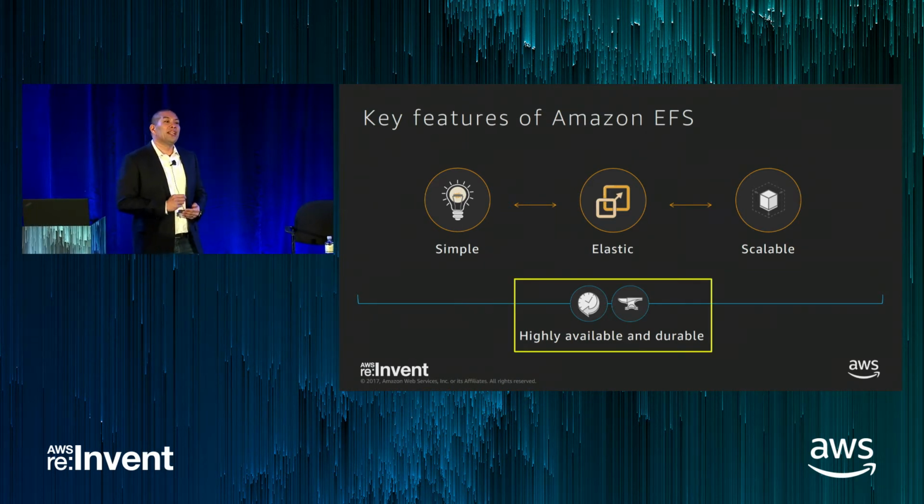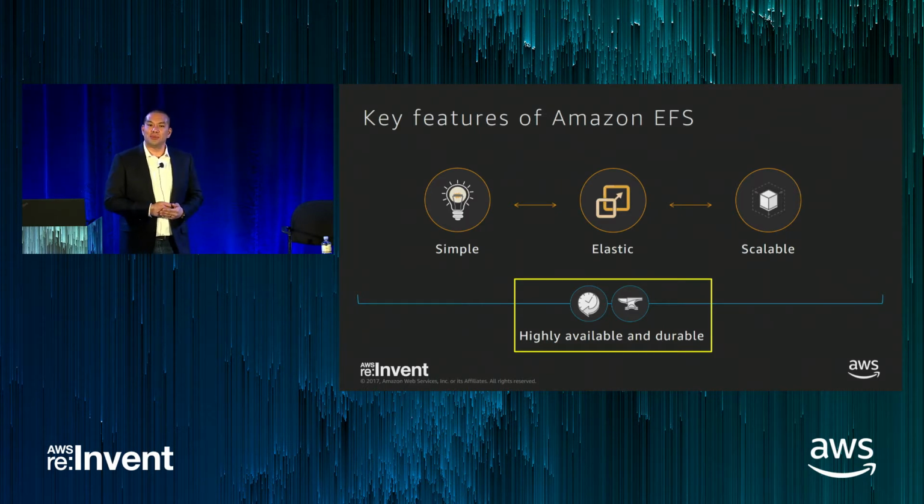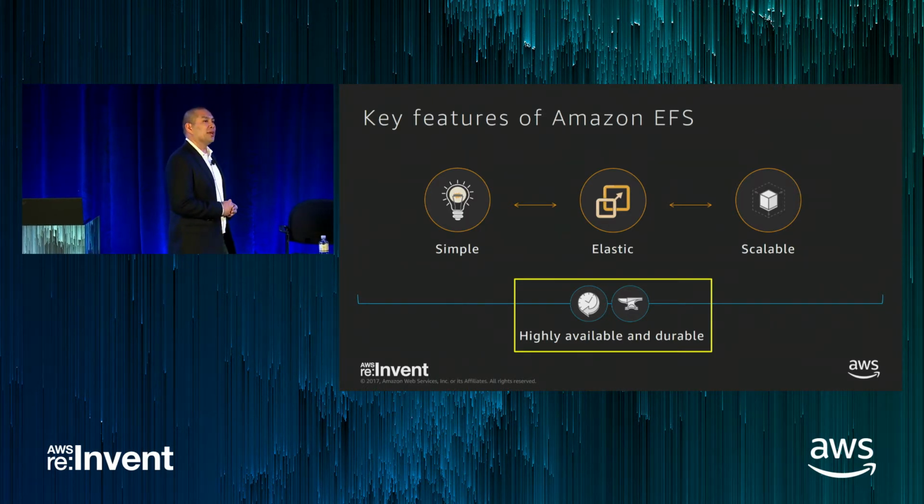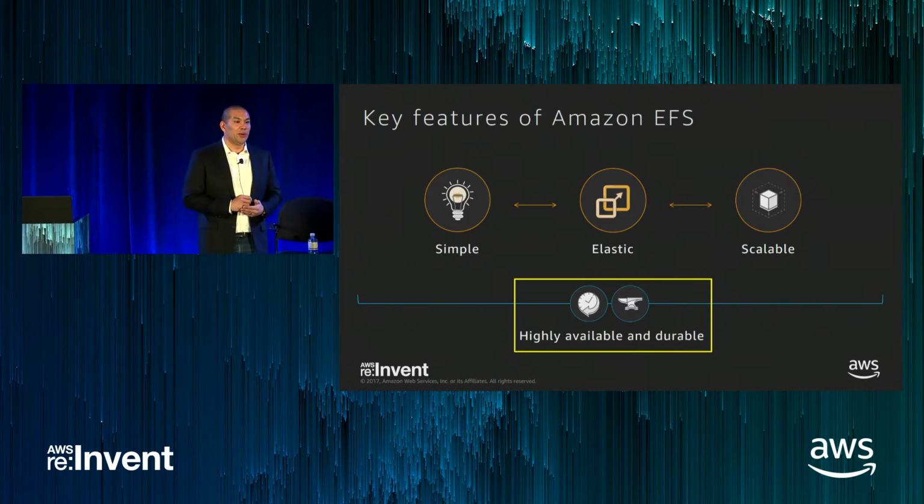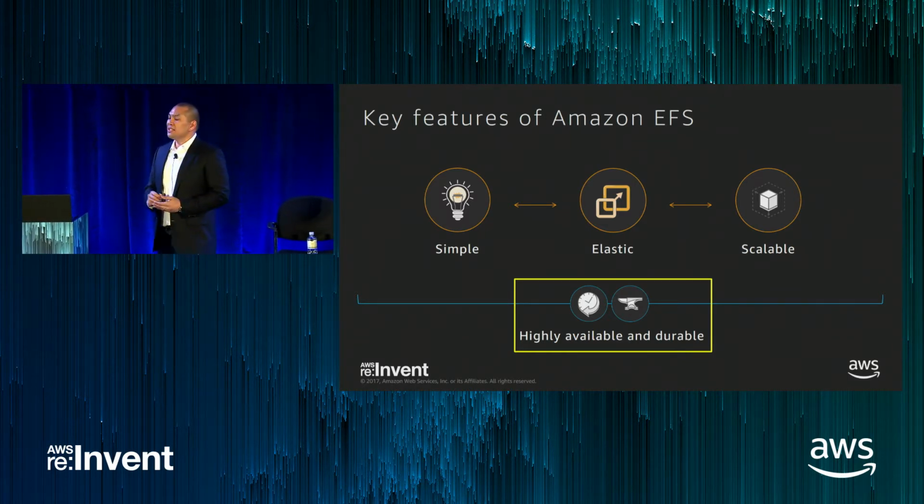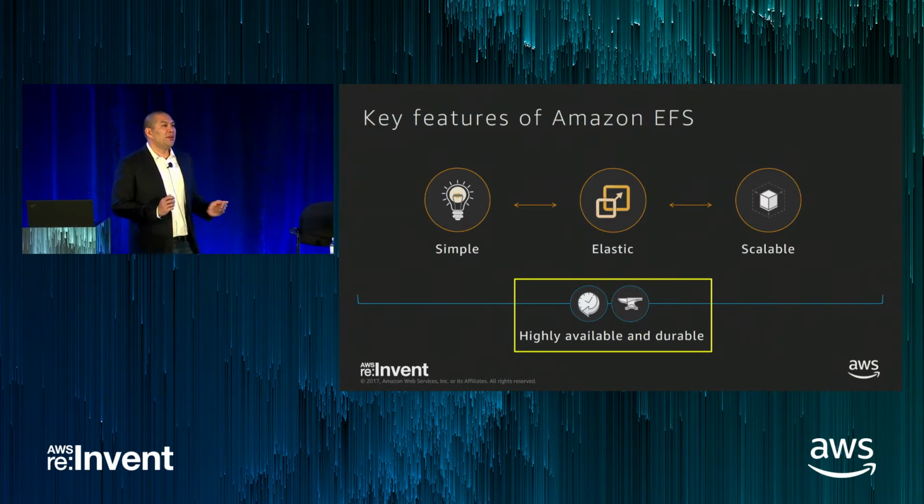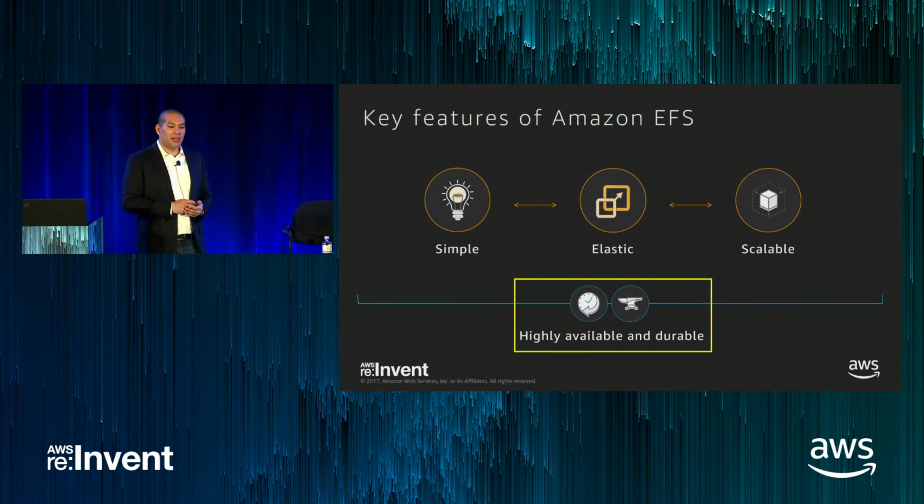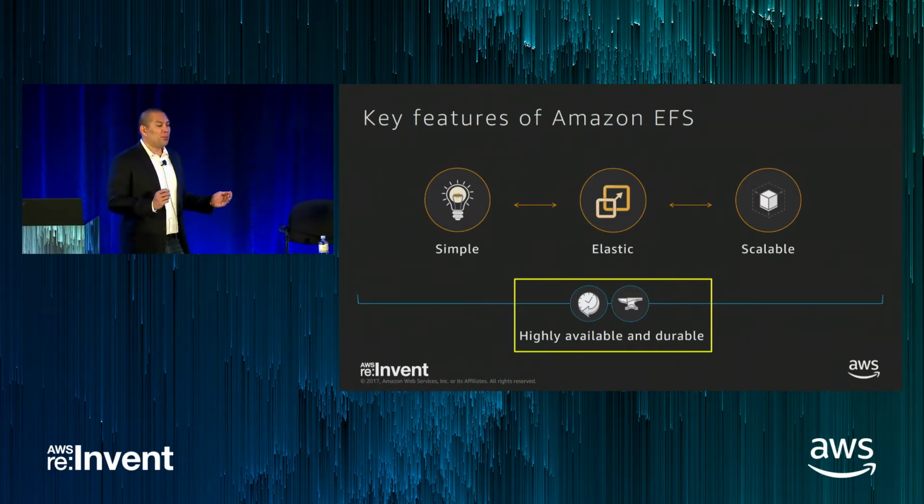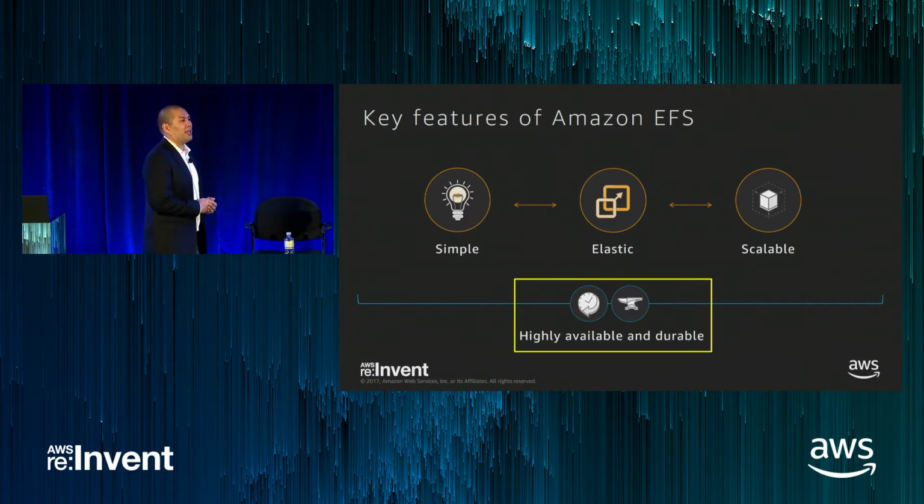And again, we designed Amazon EFS to be highly available and durable. Every file system object is redundantly stored across multiple availability zones in a region. And it's designed to sustain an availability zone offline condition. It's superior to traditional NAS availability models and is appropriate for production or tier 0 applications.